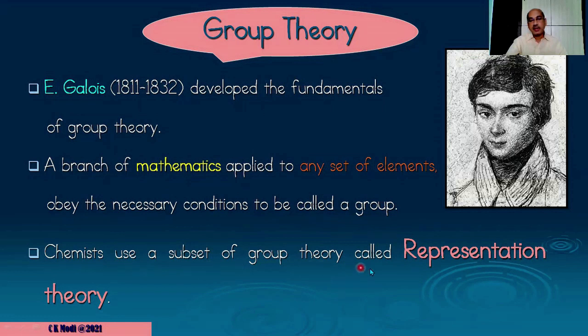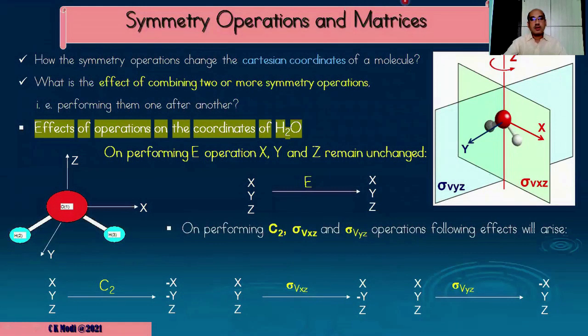Now, chemists use a subset of group theory called representation theory, so we are dealing with representation theory. Now look at this: symmetry operations and matrices. How the symmetry operations change the Cartesian coordinates of the molecules.